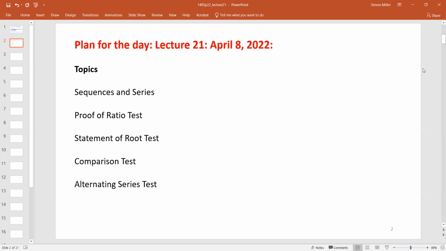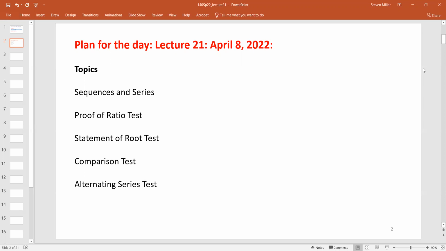So I want to continue talking about different tests of convergence. I want to give a proof of the ratio test. I'm going to state the root test and not give the proof. The proof is very similar to the proof of the ratio test. You can have large discussions as to which is the better test, ratio or root. And then the question is, what do you mean by better?